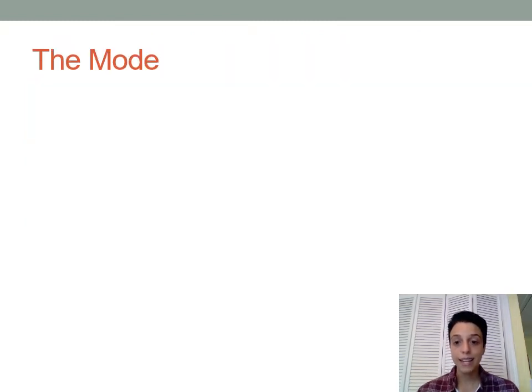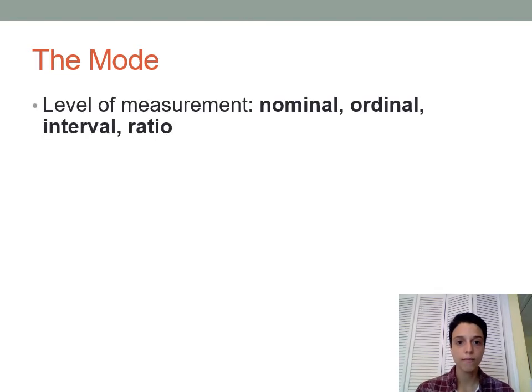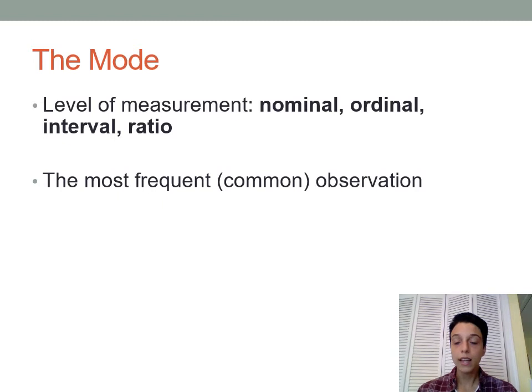The first and easiest one of these is the mode. And the mode can be used for variables at any level of measurement. So whether you can put your categories in order, whether your categories are numerical, and whether there's a true 0 point, you can find the mode. And the mode simply boils down to the most frequent or common observation in a set of data.